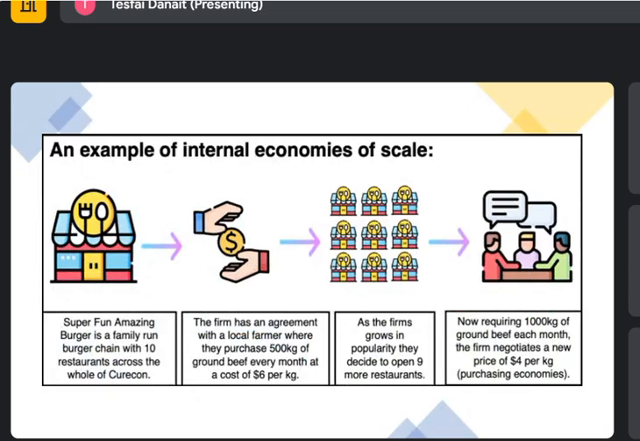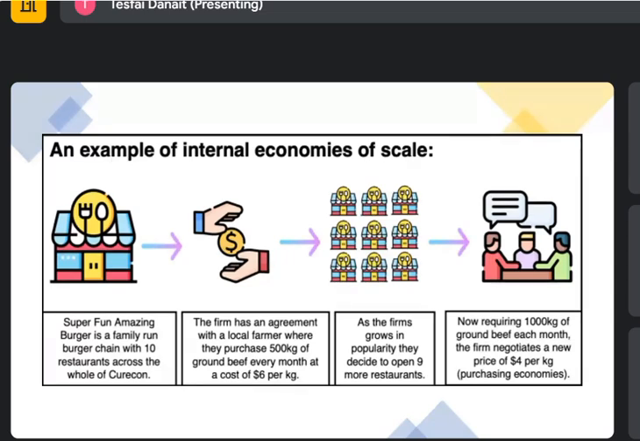It's better to understand it using an example. For example, we have a burger company, a restaurant which runs a burger chain with 10 restaurants across the whole of Kampala. Normally they buy 500 kilograms of ground beef every month at a cost of $6 per kg. So this is for the 10 restaurants.